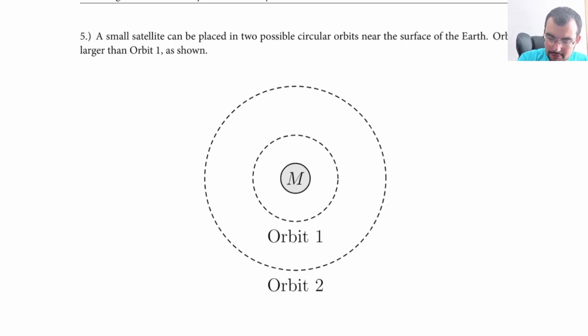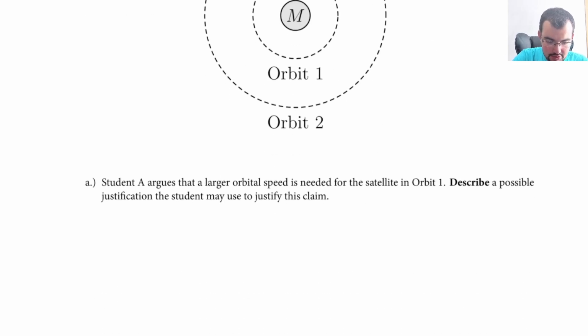So we know for sure that these are in a circle, so the equation F perpendicular equals mv squared over r applies. What might these students be thinking about? Student A argues that a larger speed is needed in orbit 1. What might they use to justify this claim?